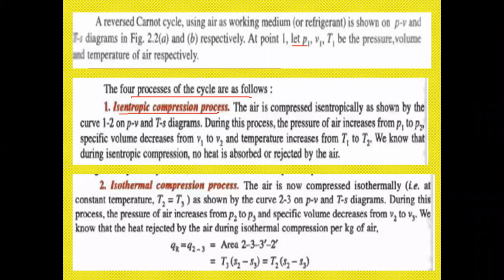Coming to the isothermal compression process. In the second process, the air which has entered from the first process 1-2 is compressed isothermally along 2-3, and the previous diagrams are drawn. In this process, the pressure of air increases from P2 to P3, and the volume decreases from V2 to V3, but the heat is rejected by the air during the isothermal compression per kg of air.